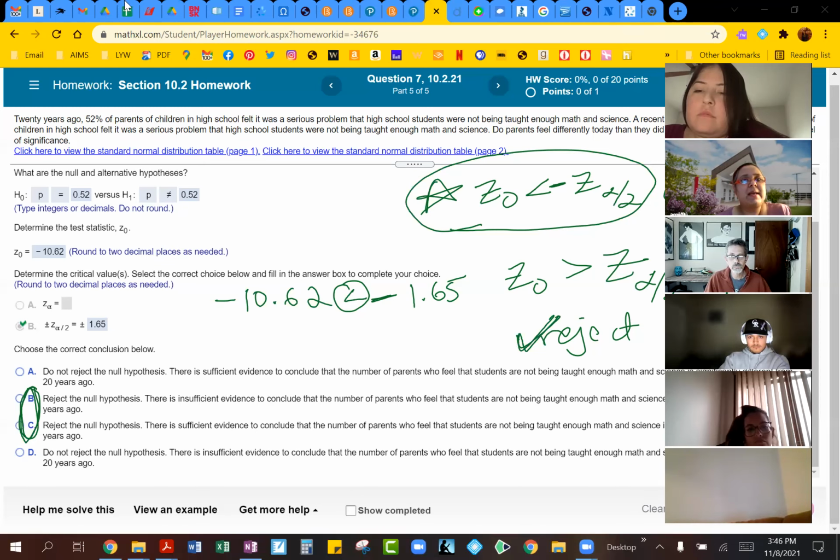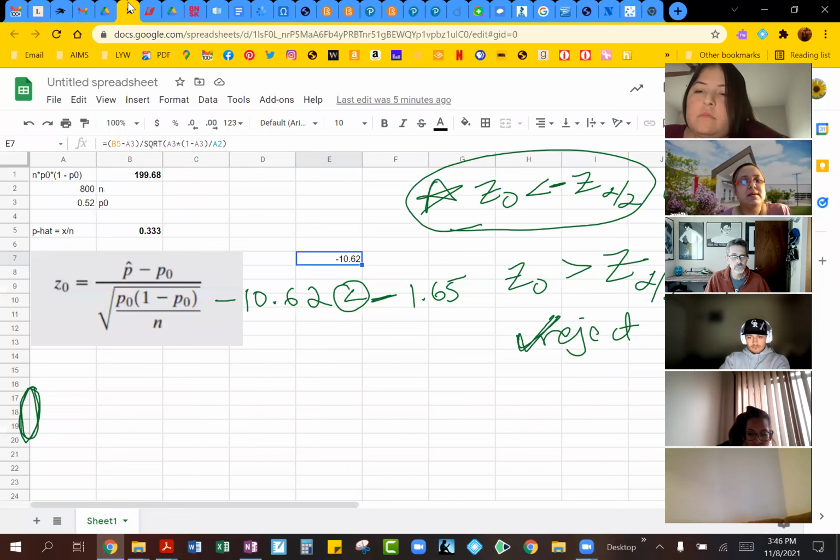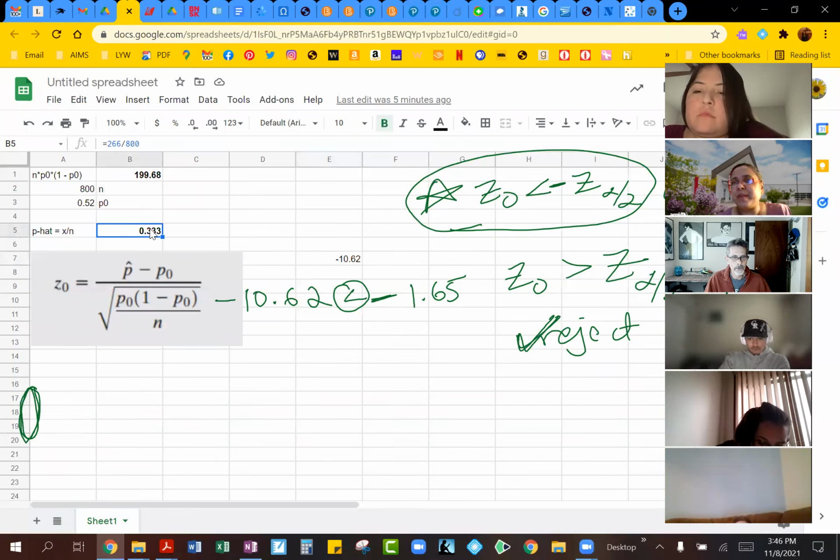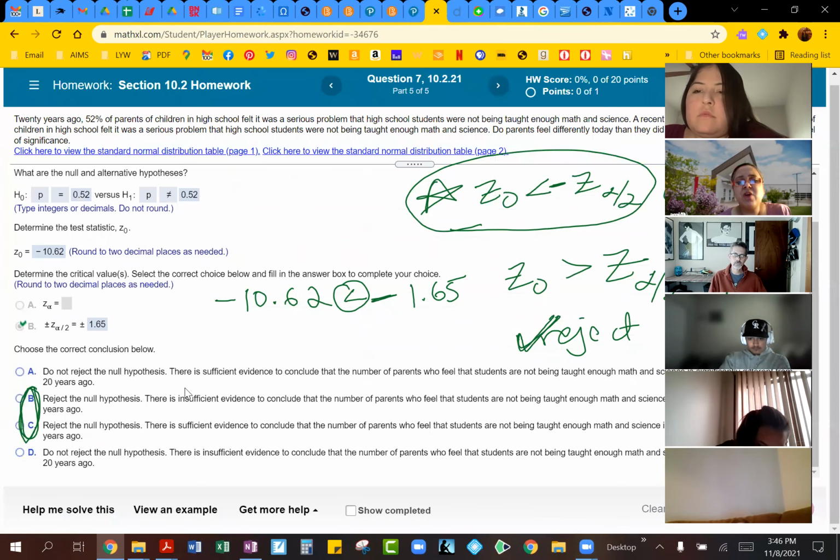So if you go back and look at your p hat, which was the value based on parents from today, the 266 out of 800, that is a 0.333. From 20 years ago, they had a 0.52, right? So that's 52% compared to 33.3%. So which option would you pick? Is there sufficient evidence, or is there insufficient evidence?